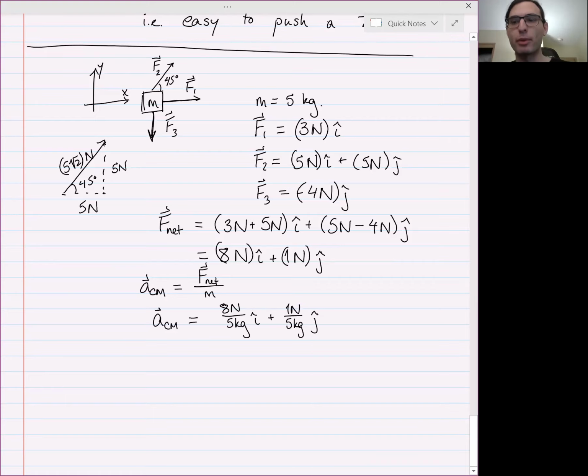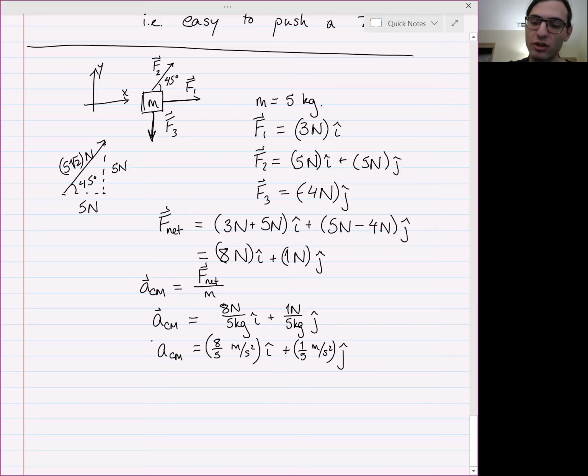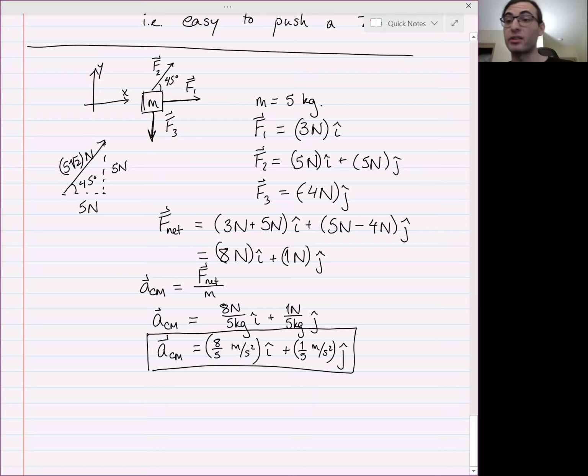Now let's back up and remember that a newton has units of mass times acceleration. So a newton is kilograms times meters per second squared. So this is 8/5 meters per second squared in the i hat direction, plus 1/5 meters per second squared in the j hat direction. This is our center of mass acceleration vector. If we wanted to plug it into the kinematics equations to figure out its speed and position after a certain amount of time, this would be ax, and this would be ay. And because these are constant, those kinematic equations are valid.